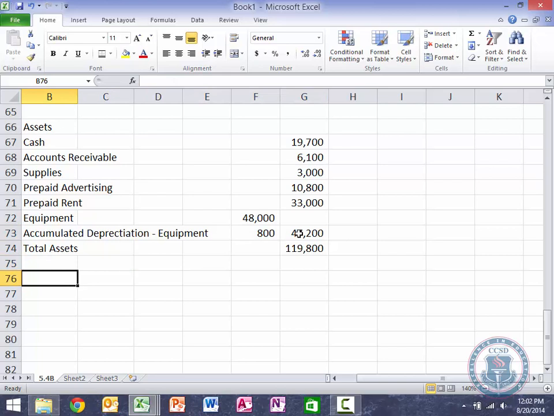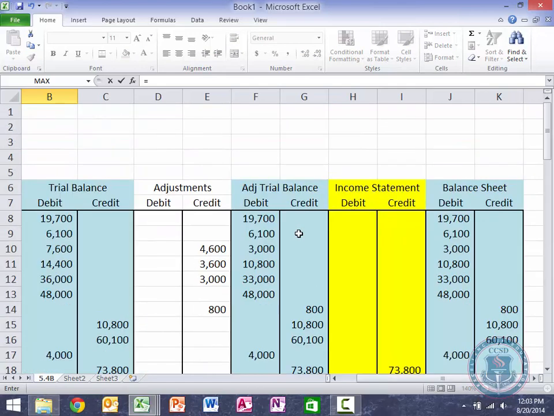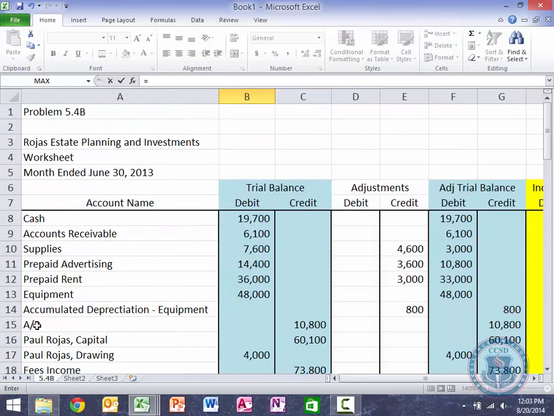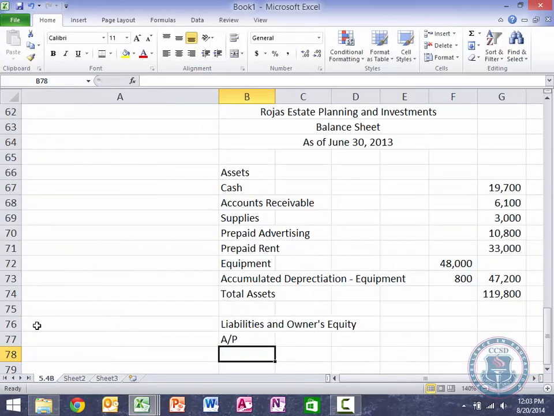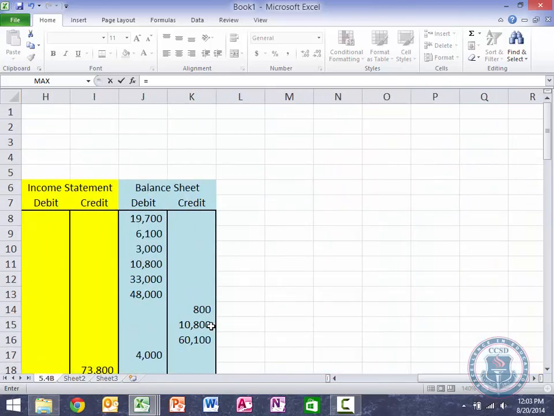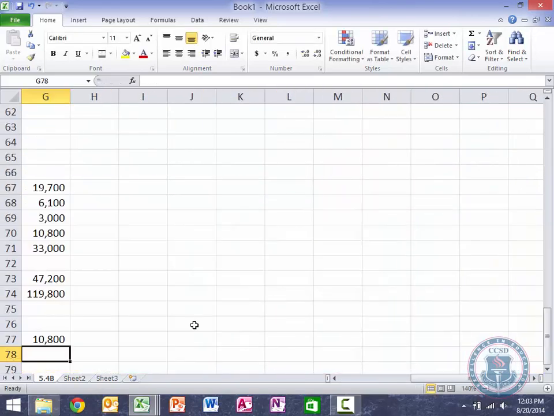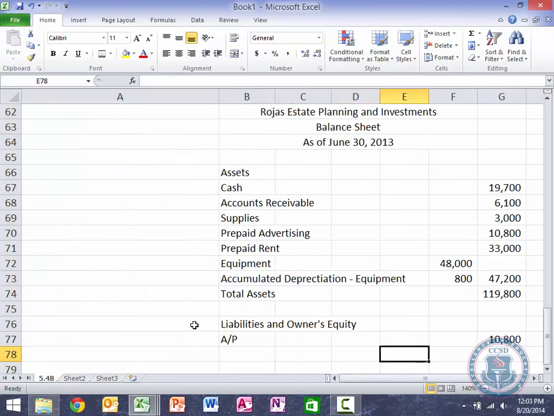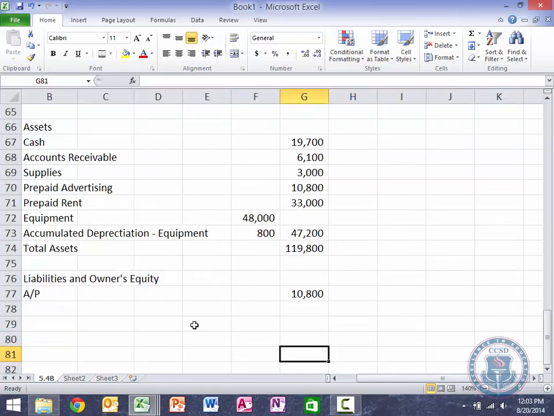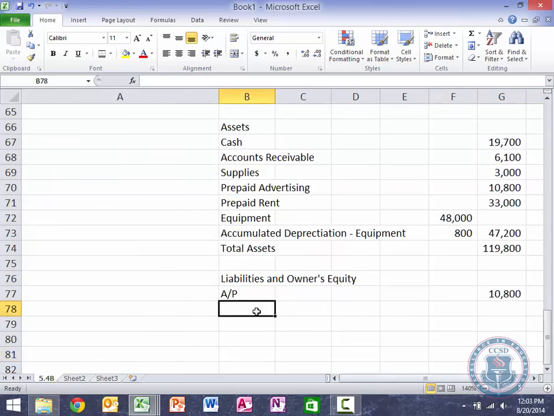So let's do liabilities. Do we have any liabilities? Oh, we do have accounts payable. Ta-da! What was our accounts payable? Well, I'm just going to come up here and say, here it is, accounts payable. Now, we've got our accounts payable. We've got our, wow, this thing is just jumping all over the place. Sorry, I'm just trying to move it just a little bit. Okay, I can only have it on one side or the other.